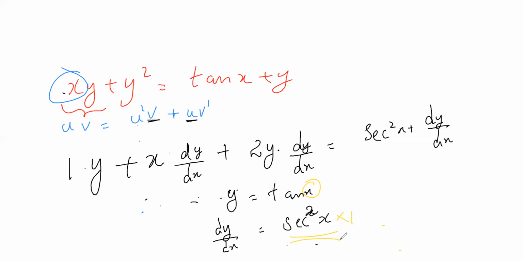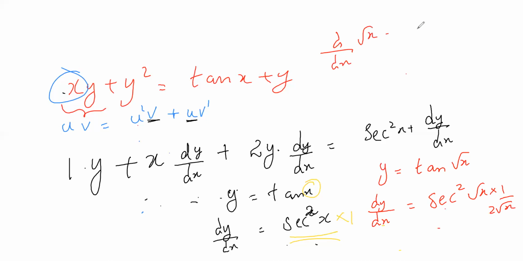Suppose the question is y is equal to tan root x. What is the dy by dx of this? So sec square root x is correct. But what about the root x differentiation? 1 by 2 root x. Those who don't know the root x differentiation, I'll write it here. d by dx of root x, so d by dx of x power 1 by 2. So n x power n minus 1: 1 by 2 x power 1 by 2 minus 1.